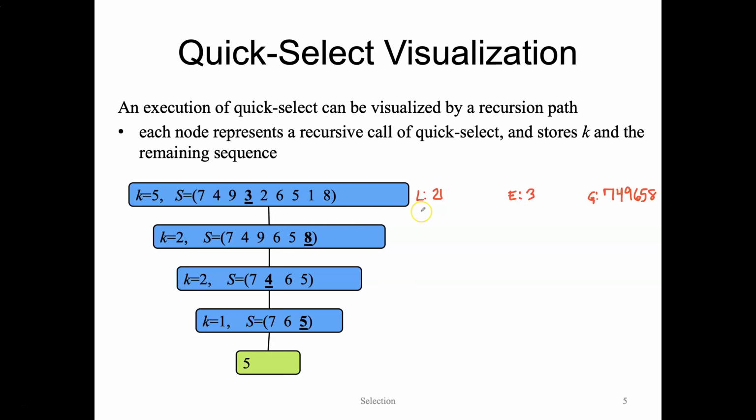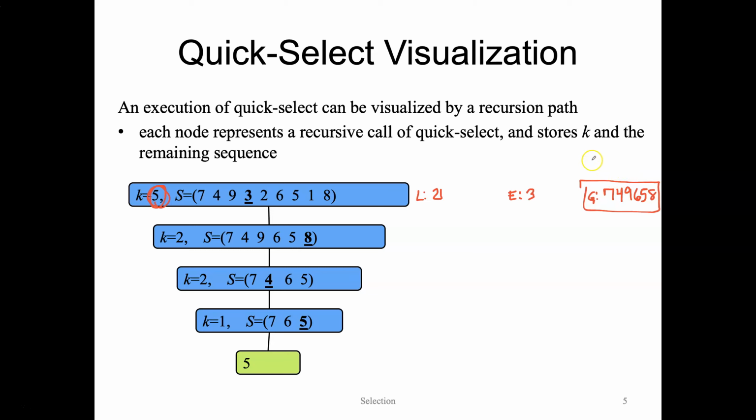Since we're looking for the 5th smallest element, and we have here 2 items in L and 1 item in E, so between L and E we've got the 3 smallest items, and we're looking for the 5th smallest item, that means we know it's not going to be in L or E, so we're going to recur on G instead. We don't have to look in L and E. But when we recur in G, we're no longer looking for the 5th smallest item in G, because we got rid of the 3 smallest items. So now in here, we're looking for the 2nd smallest item.